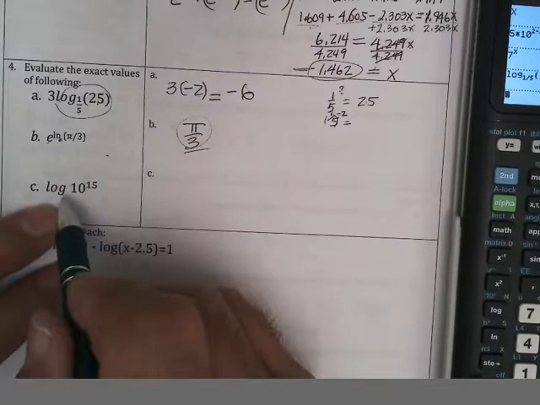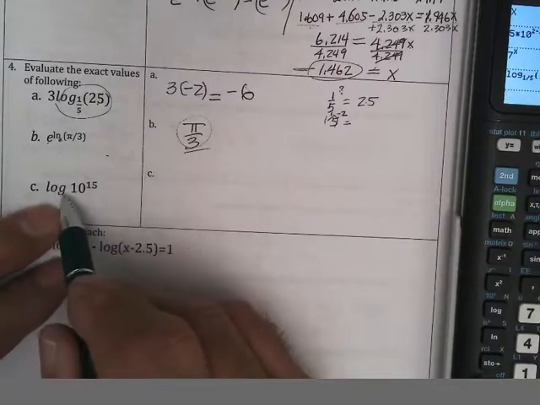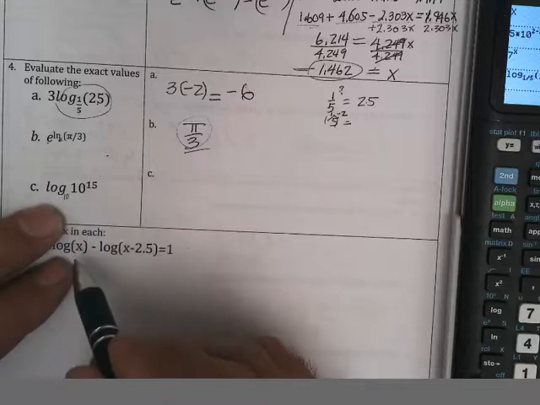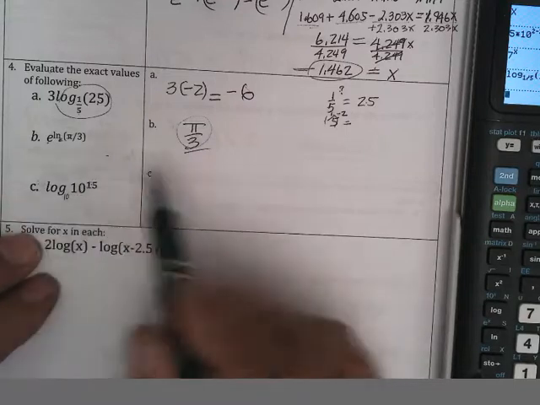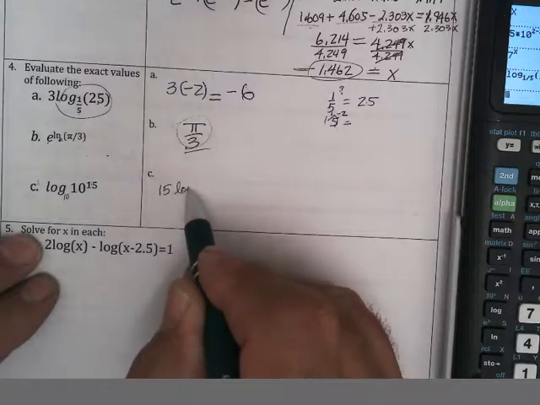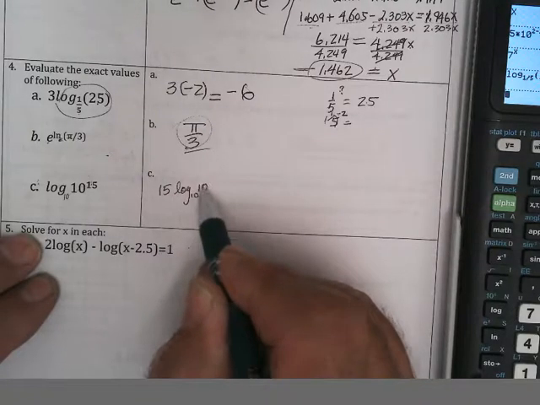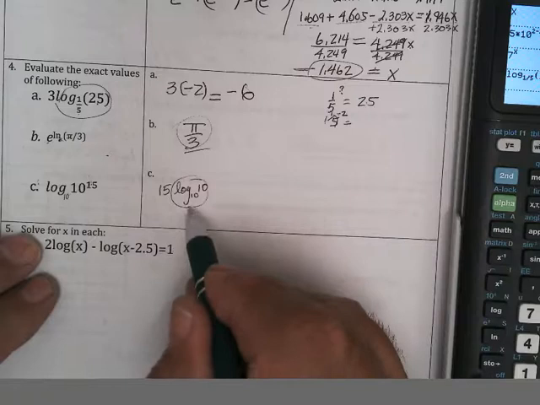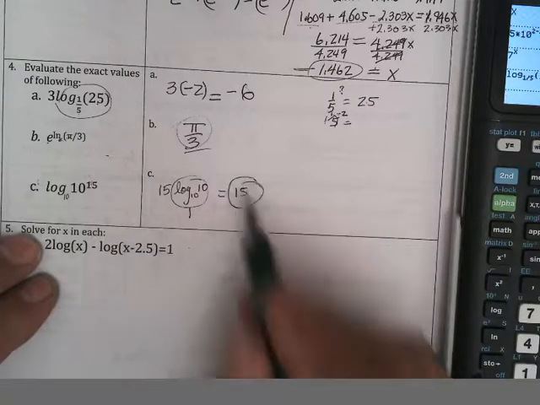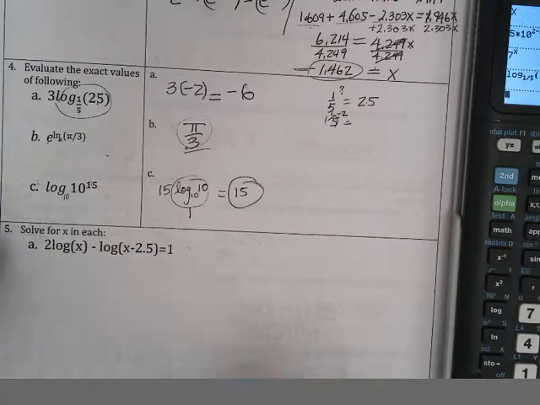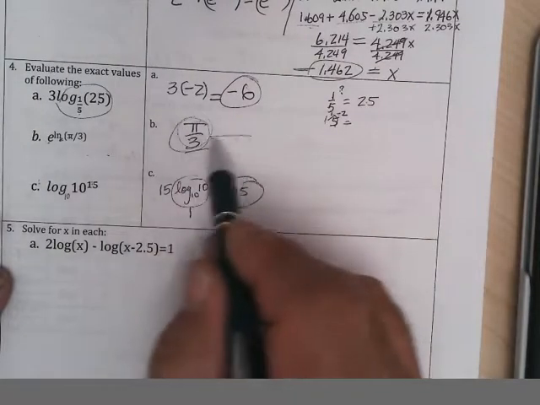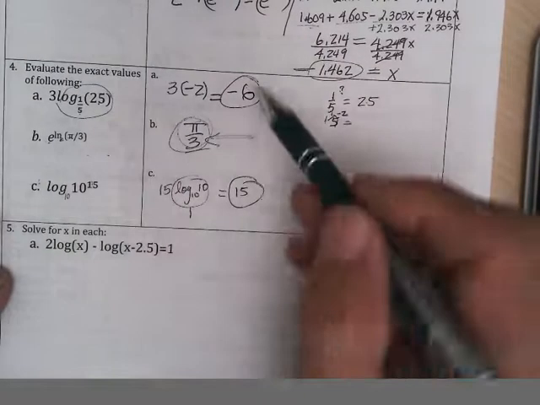And this one says, to what power do I take this understood base 10 to get 10 to the 15th? Or I could take 15 down and say, to what power do I take 10 to get 10? And this is 1, so I get 15 times 1, which is 15. Those are exact values. This is exact. A decimal wouldn't cut it here. Okay?